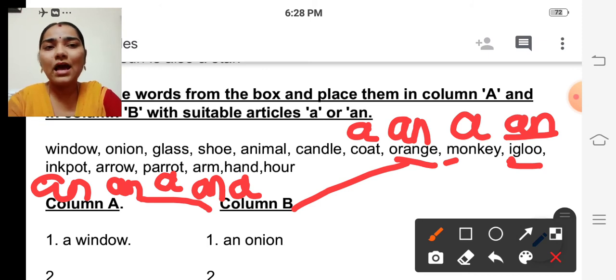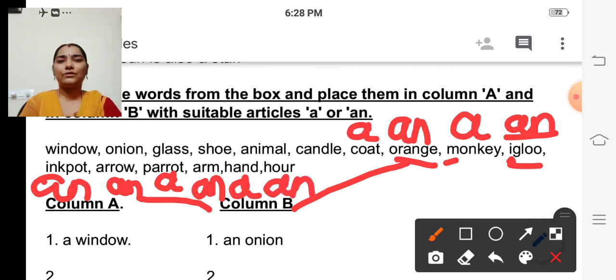Okay. The last one is hour. So here H is silent. So we pronounce it as hour. So it starts with the vowel sound O. So here we have to place the article an before the word hour.